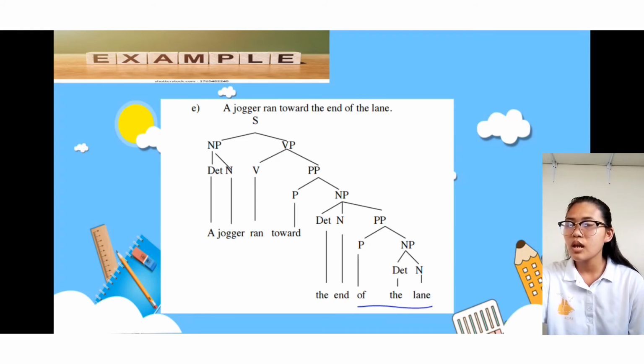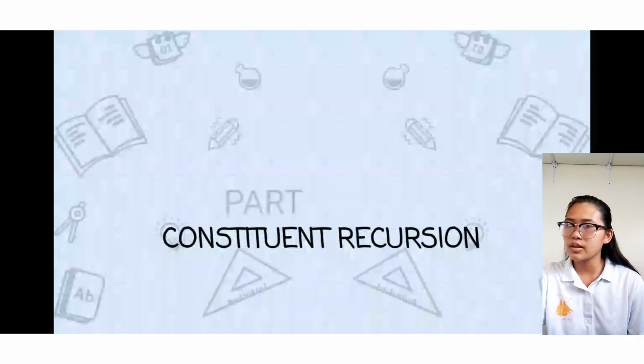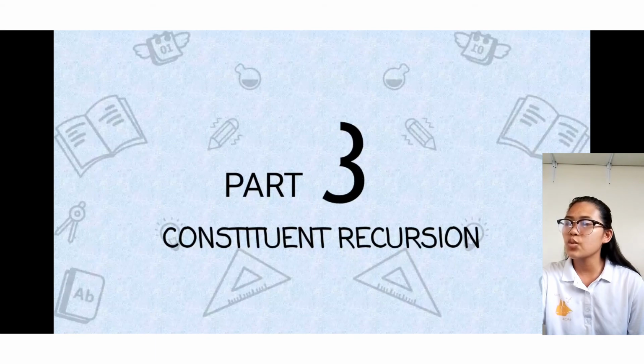By these constituents, the sentence is in the form of a tree diagram, in which each word has a meaning and has phrase structure rules. So you can see that every word has meaning. The jogger ran toward the end of the lane. So that's it. For the next topic, let us discuss constituent recursion.